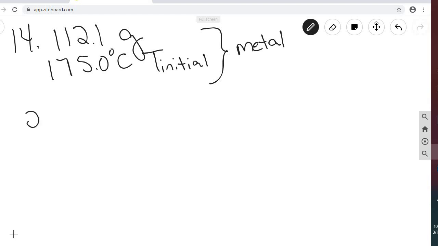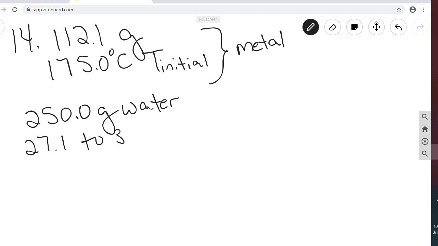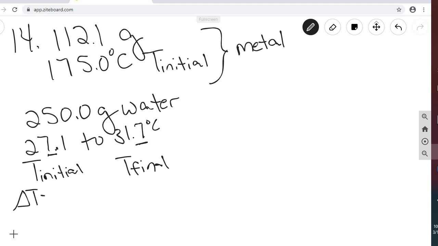Then it says that the calorimeter contains 250.0 grams of water. And the water temperature rises from 27.1 to 31.7 degrees C. So this is T initial for the water, and this is T final for the water. Let's calculate delta T for the water. It would be TF minus TI, so 31.7 minus 27.1. So delta T for the water is 4.6 degrees C.